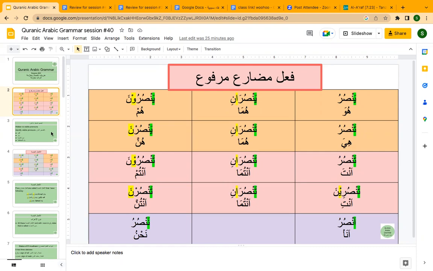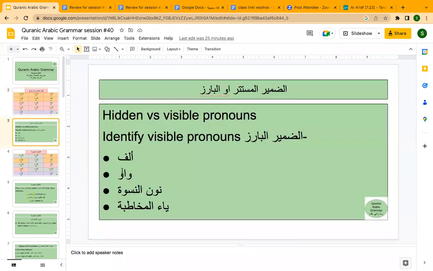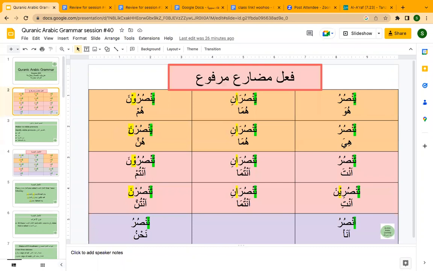Everyone can see that? And that was in your last slides, in the last session as well, right? So identify the visible pronouns, the ad-damir al-bariz, all those damir that were visible. Noon too, yes. And noon, noonun niswa, just these two noons, right? Aliful isnain, wawil jama'a, noonun niswa, and yaul mukhataba. 4.